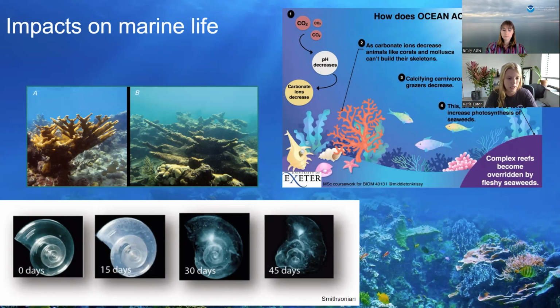And then on the bottom here, I just have an example of what happens to a shell. So this was an experiment done at Smithsonian. They exposed this shell to acidic conditions over a 45-day period, and it's just a good visualization to see what happens. In just 45 days, we see significant withering away of that shell.